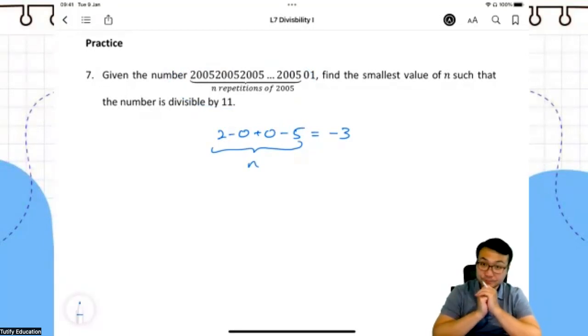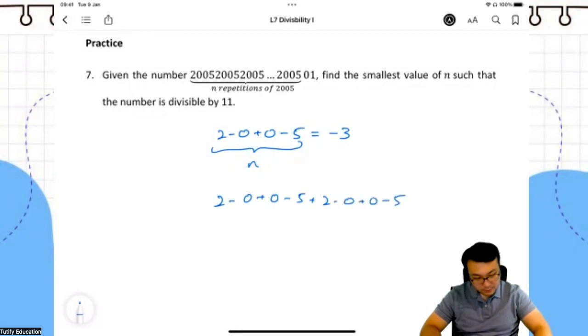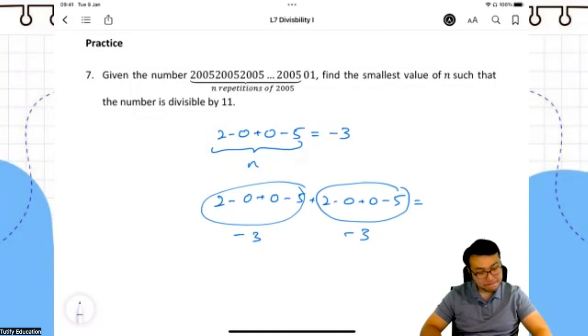Do you know? If I repeat it 2 times, what will I get? This is minus 3. This is also minus 3, right? What will I get? -6. So if I repeat it n times, what will I get?